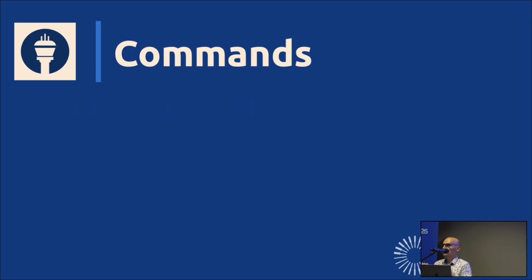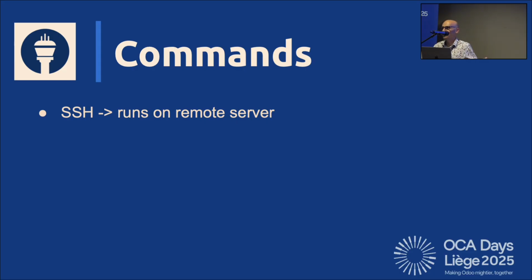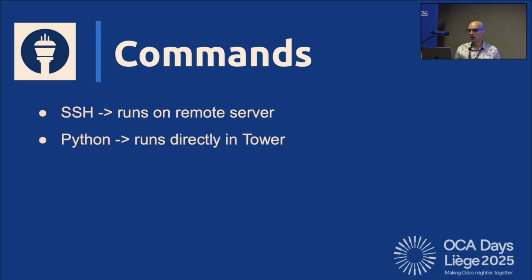Now commands, and this is what our today's talk is about. We have actually 4 types of them. The first one is quite obvious, SSH command, which is common for any tool that is used to manage remote servers. Then we have Python commands. The main difference is that SSH commands are executed on the remote server, while Python commands are executed directly in Tower. If you know server actions in Odoo, this is quite similar to them, with not minor, but major differences.